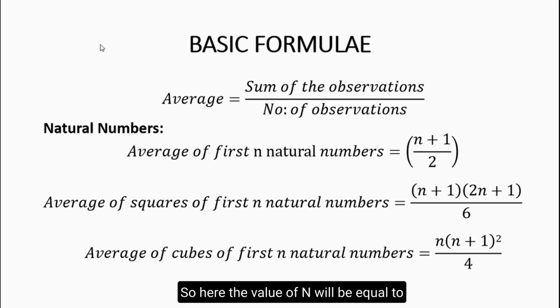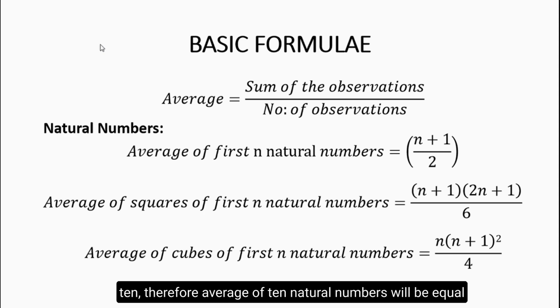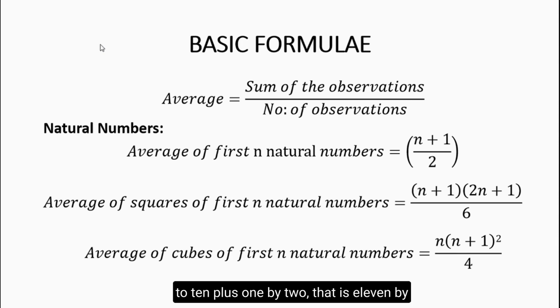For example, if we want to calculate the average of first 10 natural numbers, we can use this formula. So here the value of n will be equal to 10. Therefore, the average of first 10 natural numbers will be equal to (10 + 1)/2, that is 11/2, which is equivalent to 5.5. So the average obtained is 5.5, and this will be the same as the average obtained from the original method.